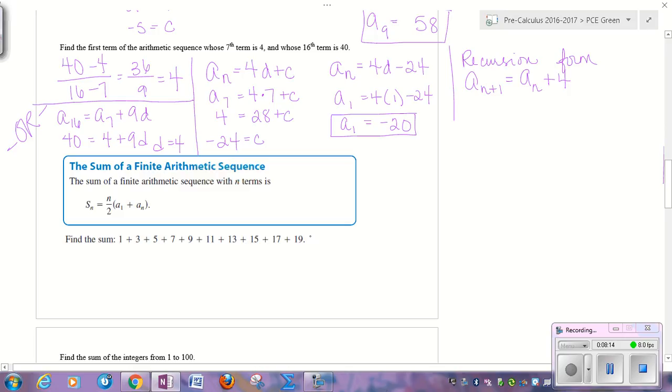Now we're not going to do 1 plus 3 is 4 plus 5 is 9. Okay, we're going to actually use the formula. So in this case, we need to know how many terms we're adding together. This happens to be 10 terms that we're going to add together.